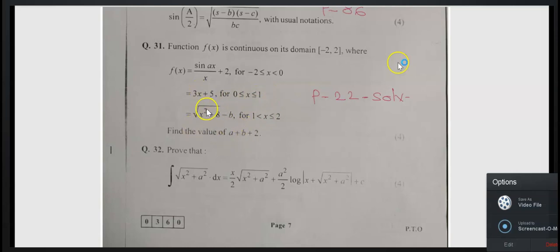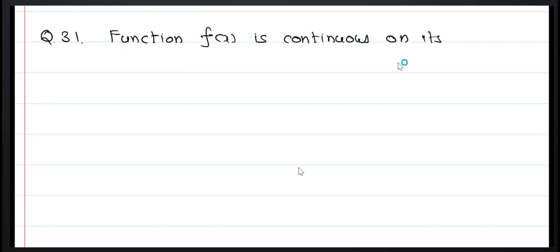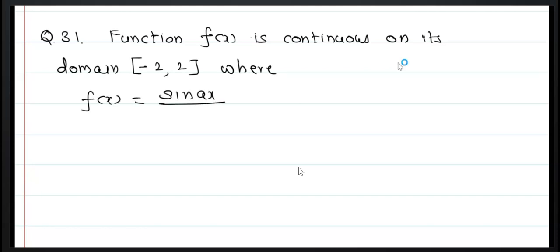And f of x is equal to the root of x square plus 8 minus b for x between 1 and 2 and equal to 2. Then find the value of a plus b plus 2. Now see this, a very interesting problem. The given function breaks at 2 points, at 0 and at 1. The function is continuous on its domain minus 2 to plus 2. F of x is equal to sin of ax upon x plus 2.